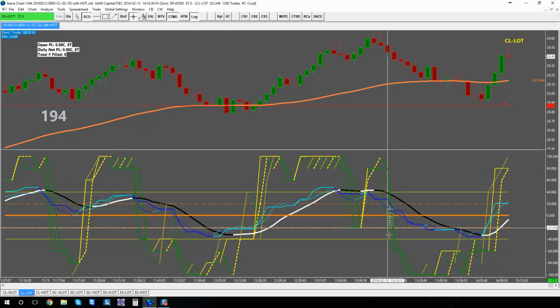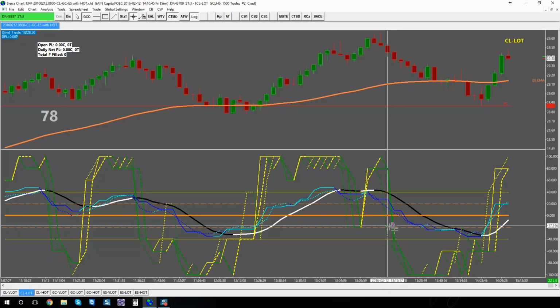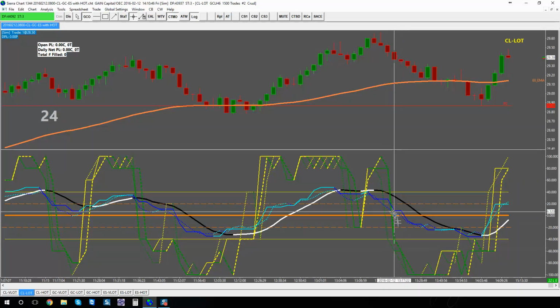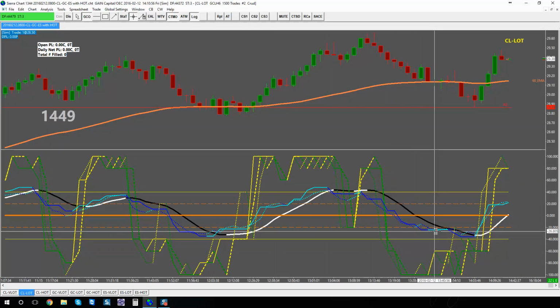Would we have taken this short? Yes, because we've got the chairback signature of the Aroons, leaving the lower danger zone to head to the lower mids. You've got good distance between the blues and the black and white. And we would have gotten out right here at the color change of the blue.